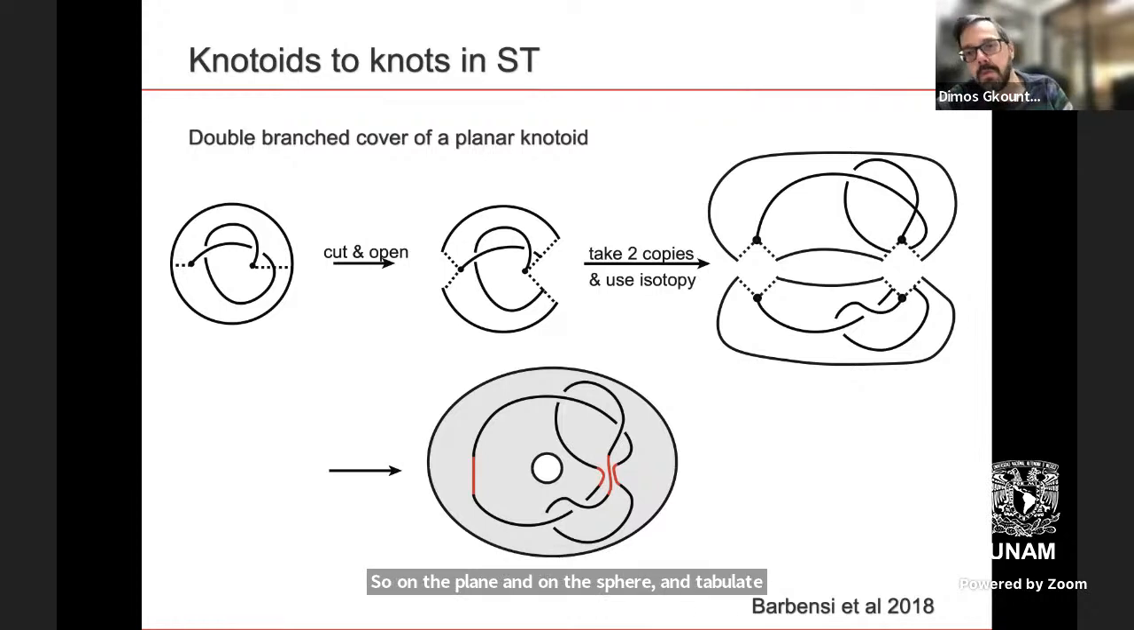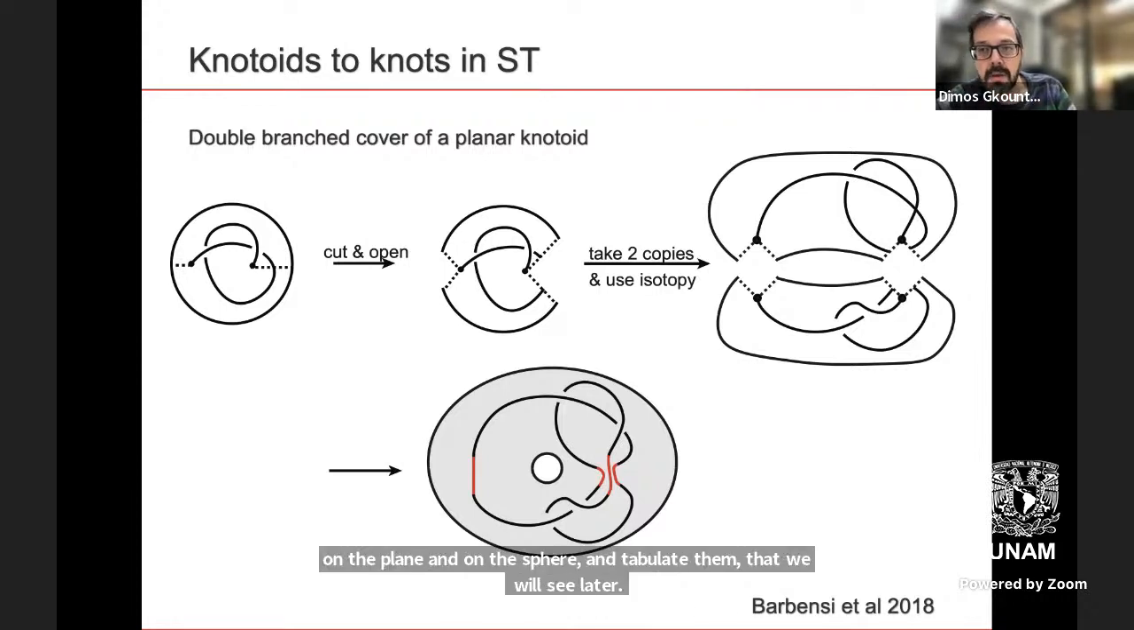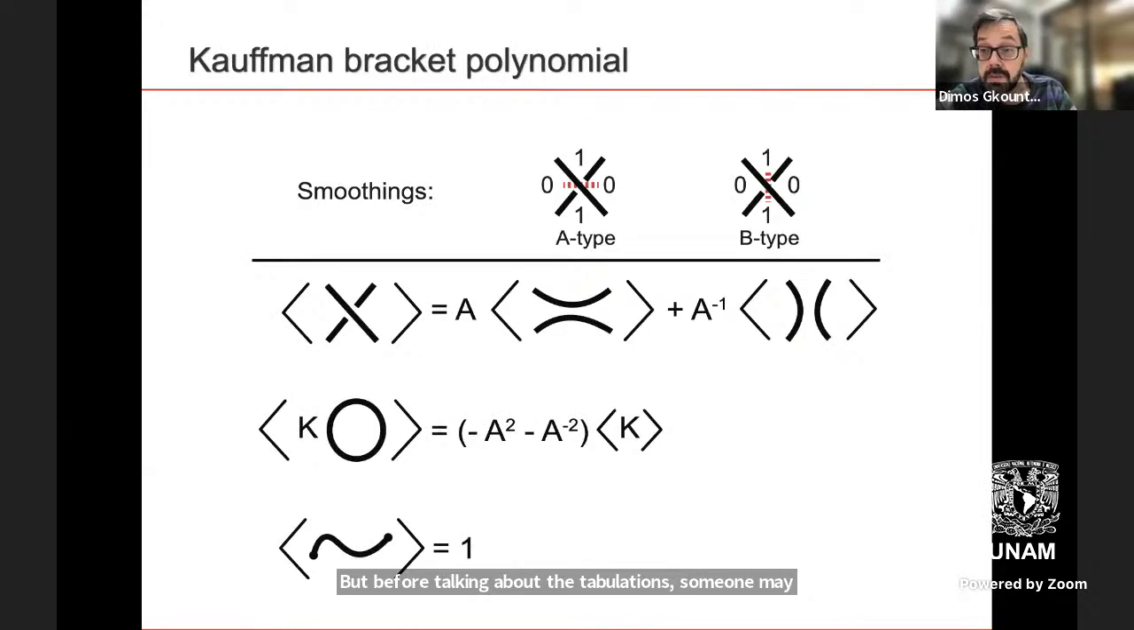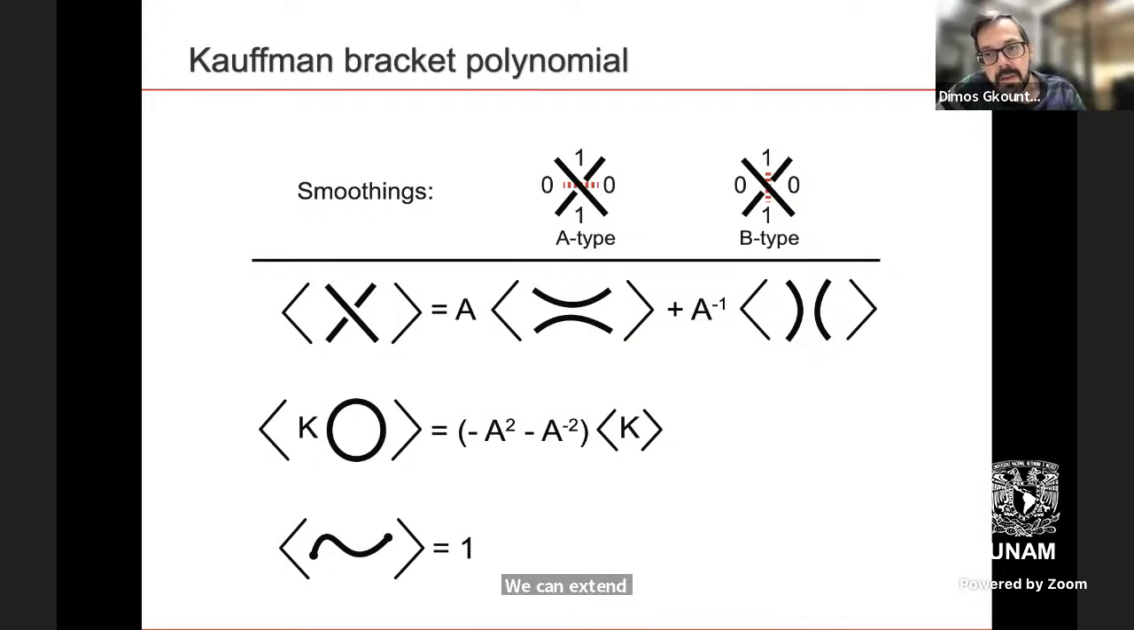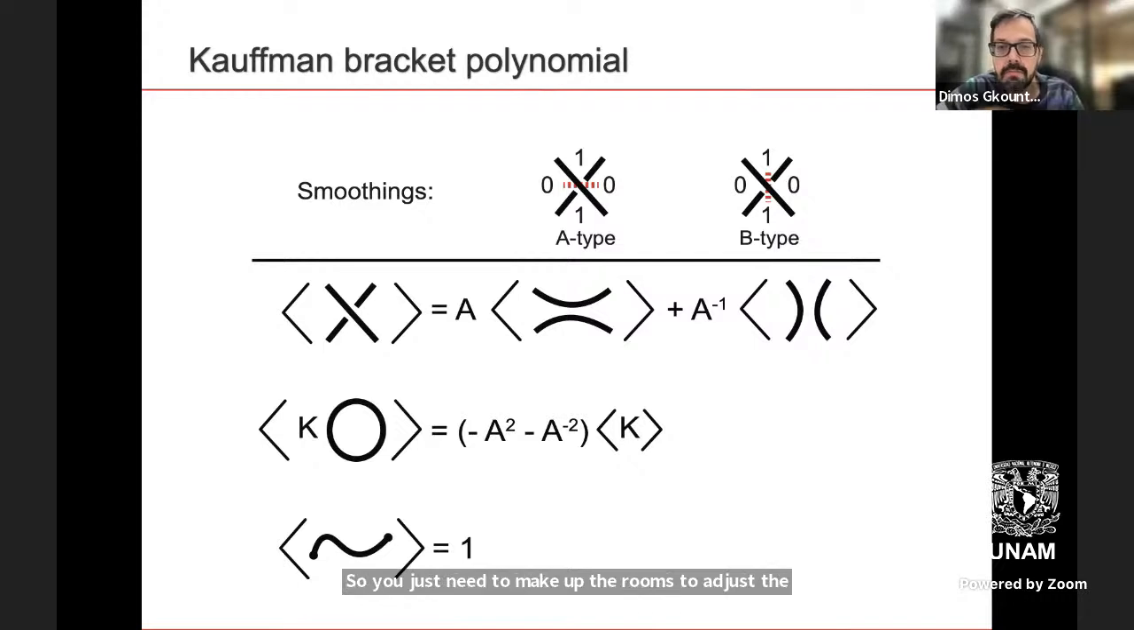But before talking about the tabulations, someone may ask, can we define invariants on these constructions? And of course, we can extend any known Jones type invariant, any known Vassiliev type invariant to knottoids. I will just talk about how we can extend the Kauffman bracket polynomial, but everything else is similar. You just need to adjust the rules so they include the open-endedness of this diagram.